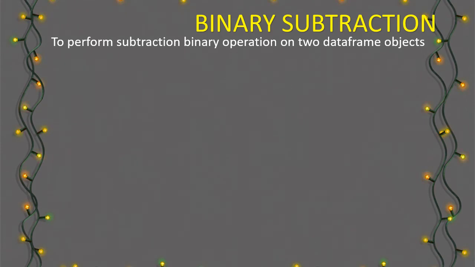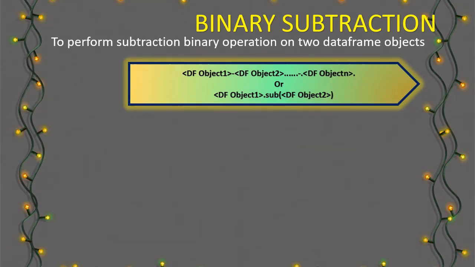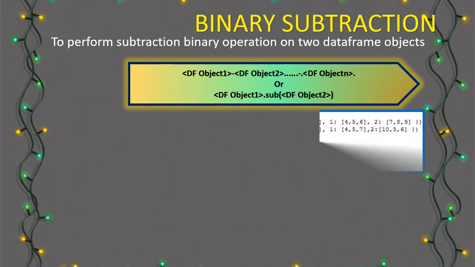Subtract the values between the two data frames using the formula. With the data frame object, you can use the minus symbol, or you can use the sub function. If you are using sub only, you can give two data frame objects, but if you are using the minus symbol, you can subtract more than one data frame object.